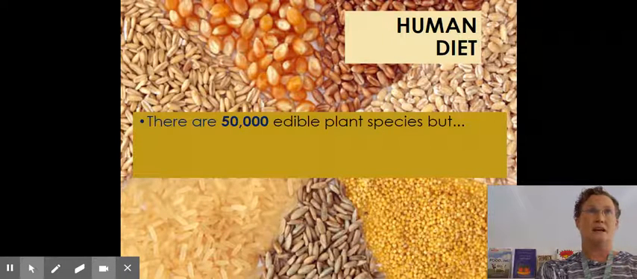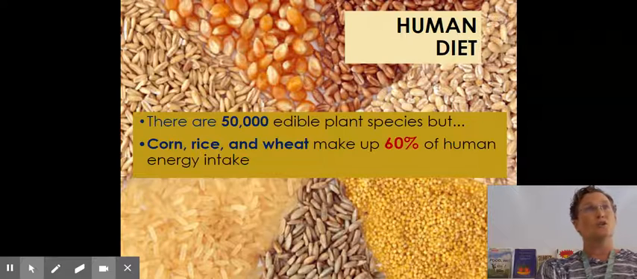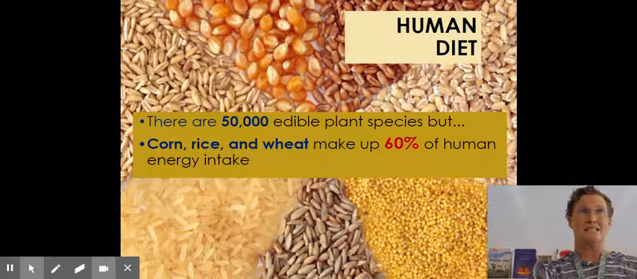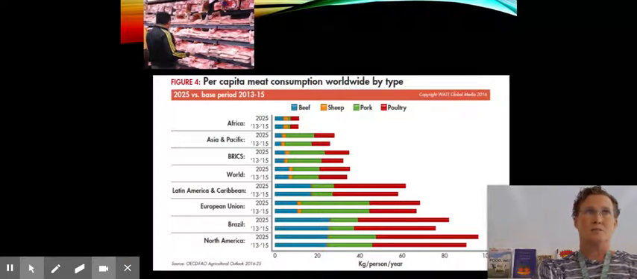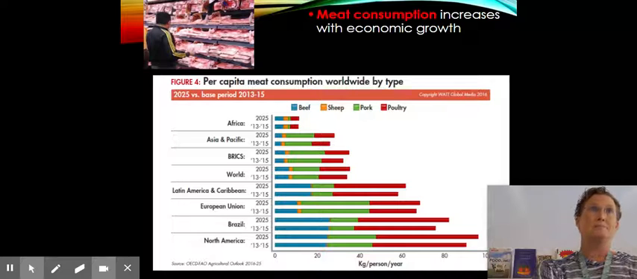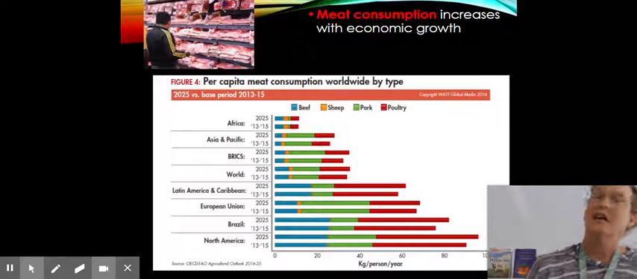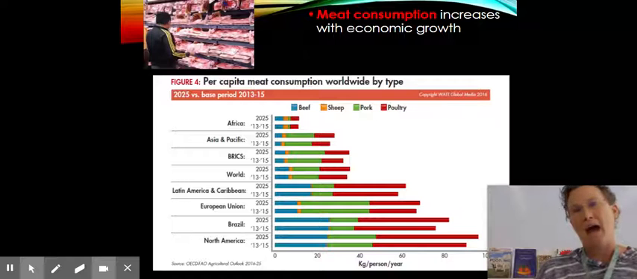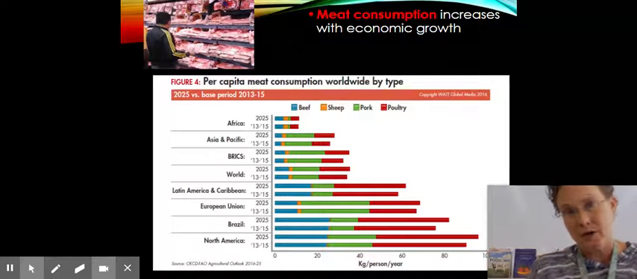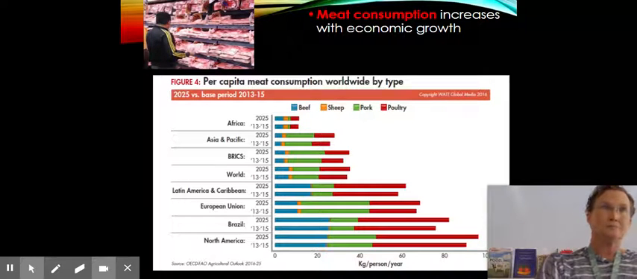There are 50,000 edible plant species, but corn, rice, and wheat make up 60% of what we intake. So we're not eating a diverse diet. So the per capita meat consumption is a really big important thing to talk about for environmental science, okay? And I'm not telling you not to eat meat. I'm telling you how it impacts the earth, and you get to make your own decisions.